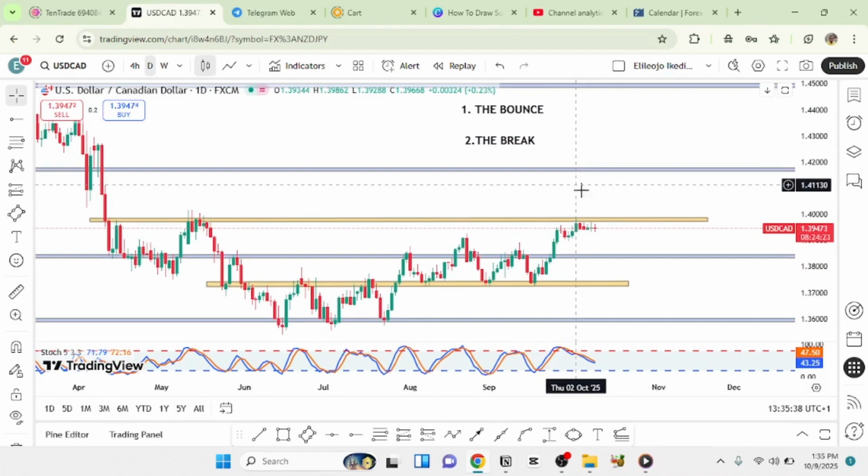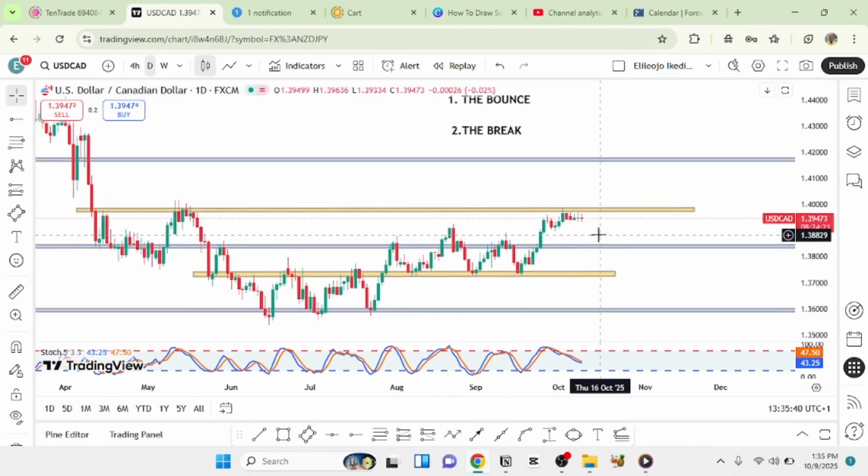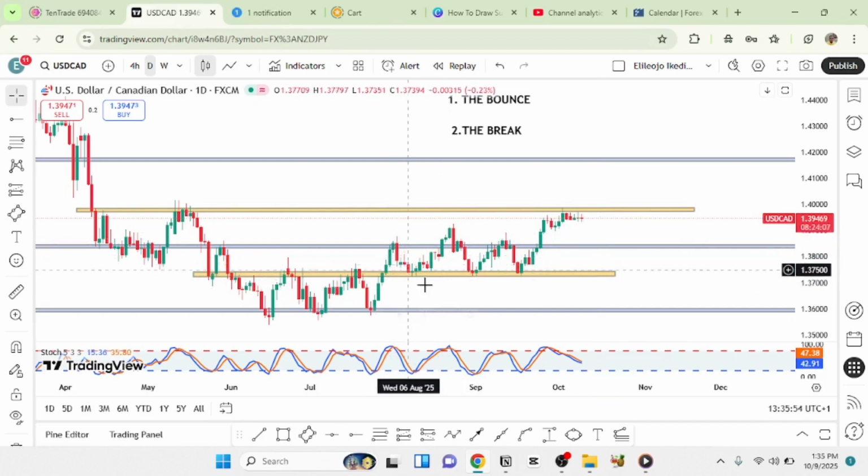Now for the bounce, you are anticipating price to approach a key support or resistance level and then bounce off that level before you take a trade. Take for instance, look at around this period right here. Price went to this key resistance level and then bounced off it to the downside. Now in this case, this would have been a good sell opportunity.